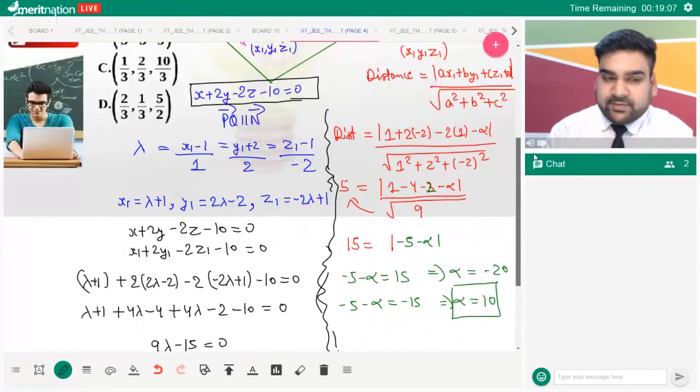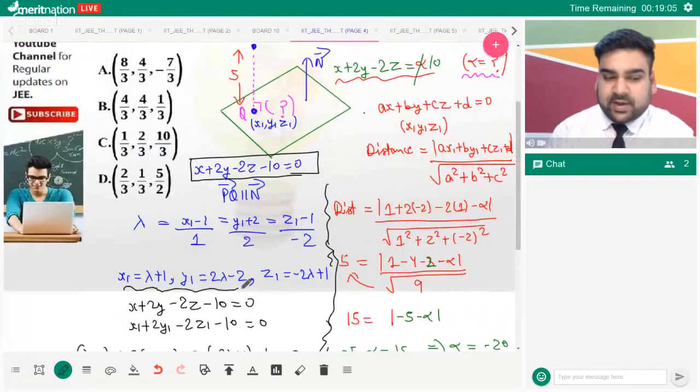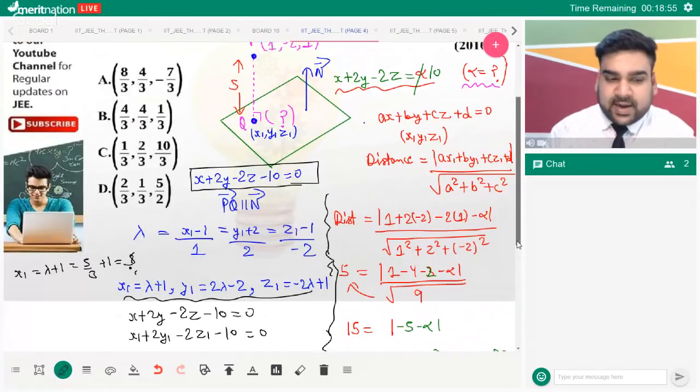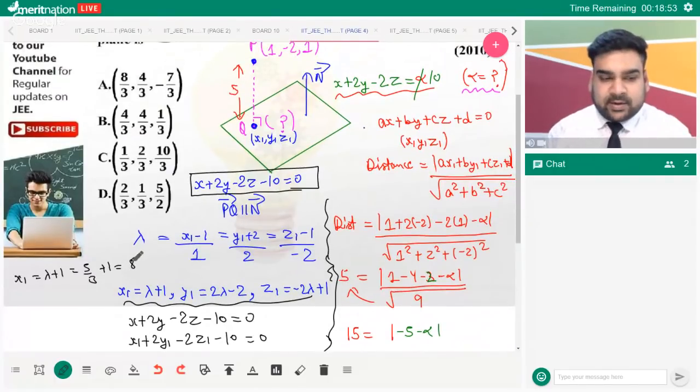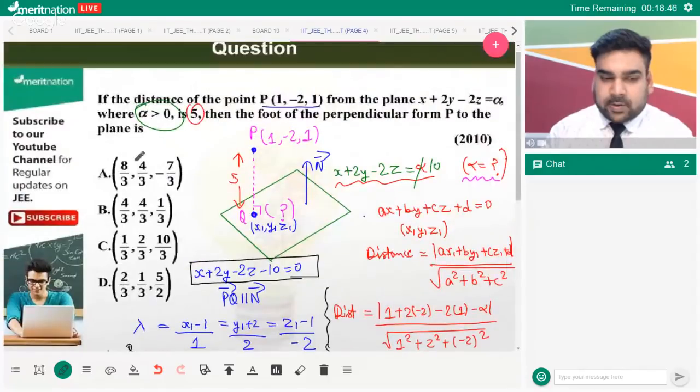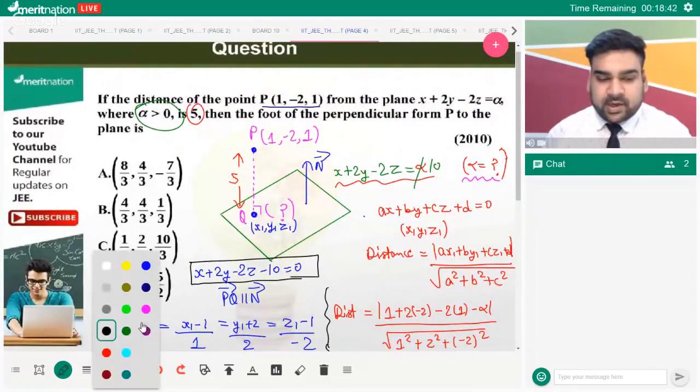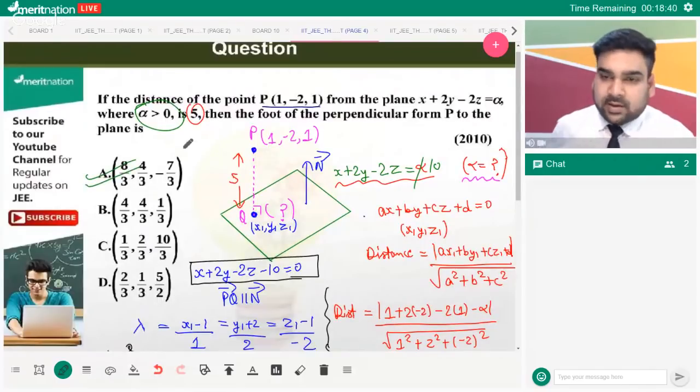After getting the value of lambda, you can substitute it over here. You will get the coordinate x1, which is equal to lambda plus 1. So 5/3 plus 1, which is equal to 8/3. Once you got the x coordinate, 8/3, of the foot of perpendicular, if you look at the options, only one of them has its x coordinate as 8/3. So obviously option A is going to be the correct one.